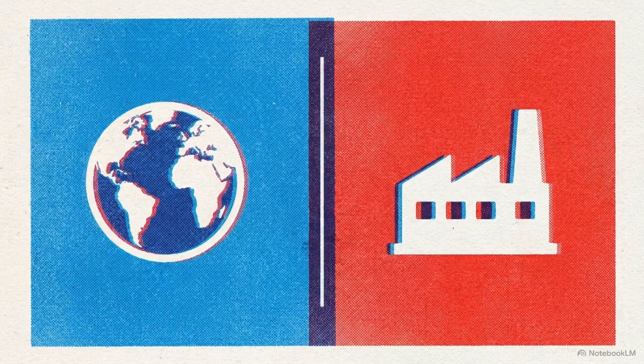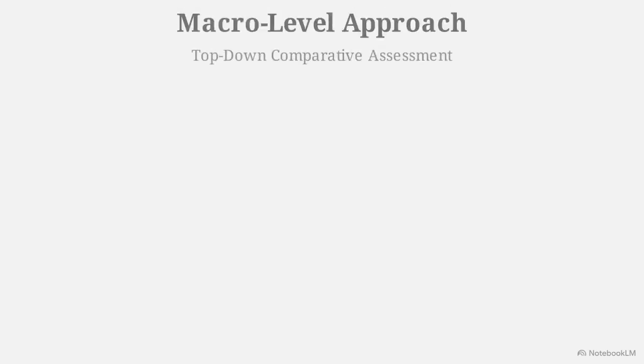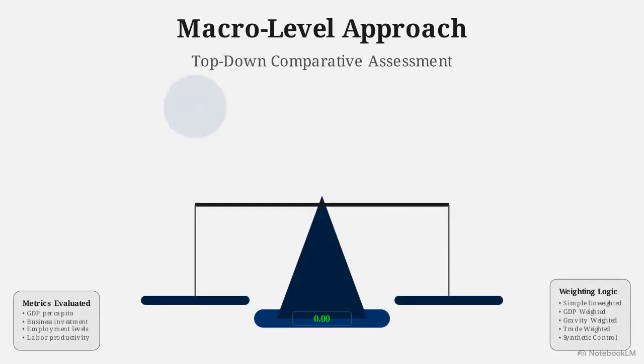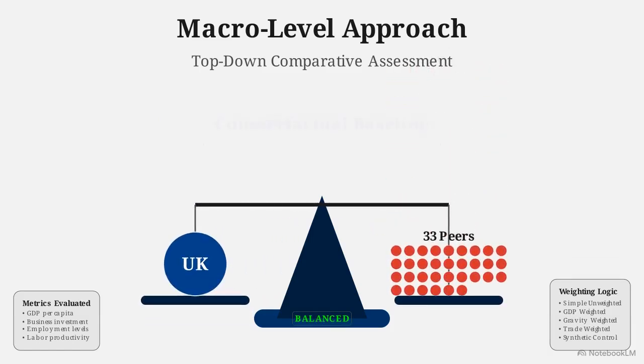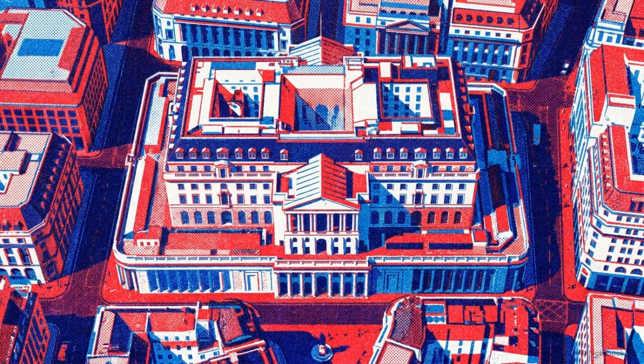Arriving at that final GDP estimate required economists to apply two distinct econometric tools. The first tool is a macro-level approach. This evaluates the economy from the top down, comparing the nation's total output to its international peers. When measured from the top down, the data shows an 8% drop in GDP.